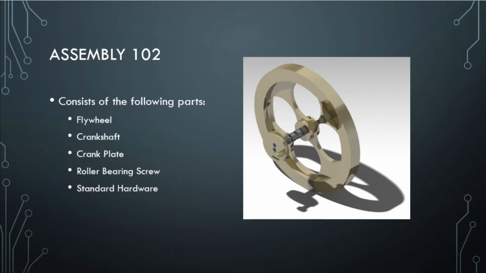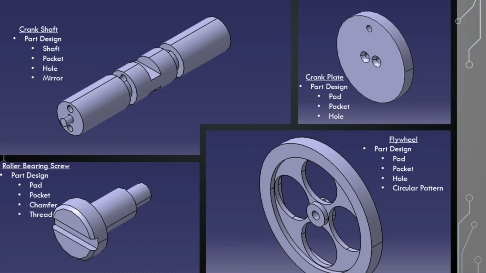Assembly 102 consists of a flywheel, a crankshaft, the crank plate, the roller bearing screw, as well as standard hardware. The crankshaft was created using a shaft, pocket, hole, and mirror. The crank plate was created using a pad, pocket, and hole. The roller bearing screw was created using a pad, pocket, chamfer, and thread, and the flywheel was created using a pad, pocket, hole, and circular pattern.